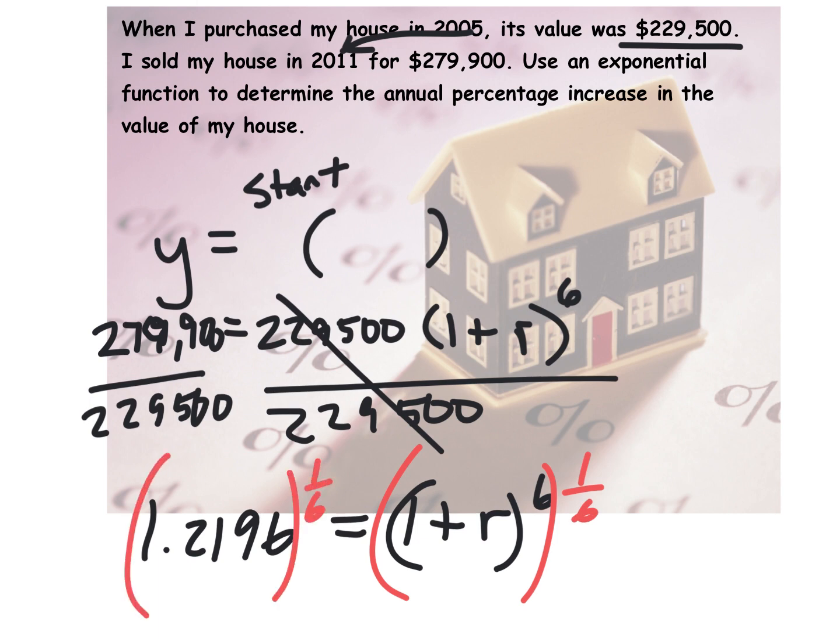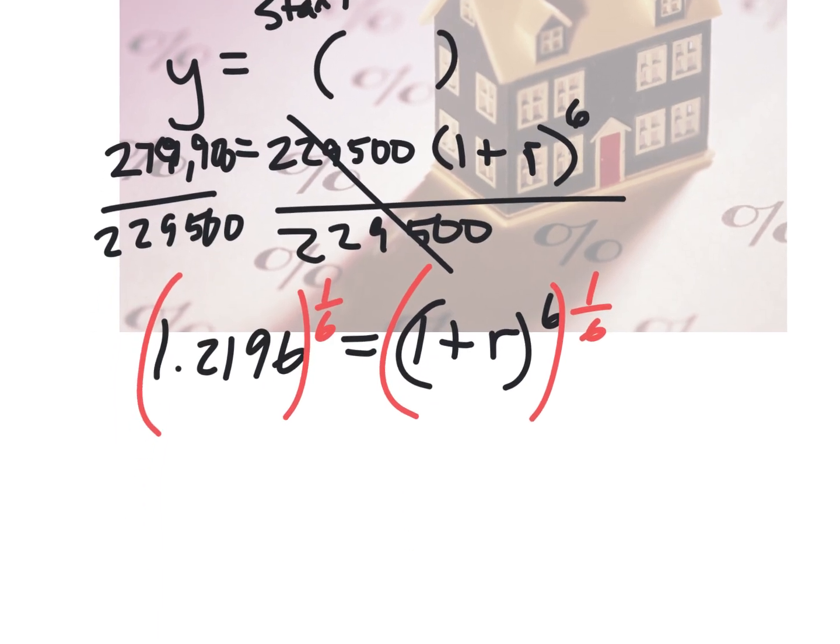Now, some kids round. Even if the answer says to round, don't round till the very end. If I use 1.2, it'll be way different than if I use 1.2196. It will be way different. I know it's tempting to round, but don't round till the very end.